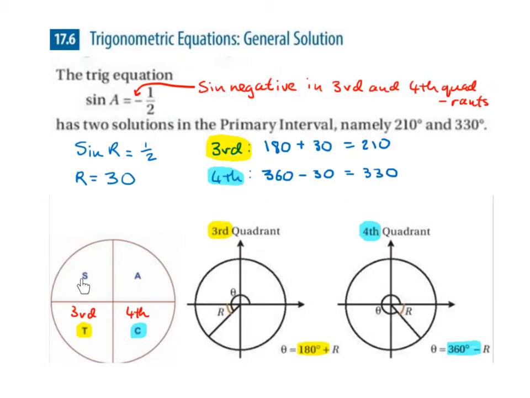So we need to learn off by heart CAST, C-A-S-T. This tells us that in the first quadrant, all are positive. In the second quadrant, only sine is positive. In the third quadrant, only tan is positive. And in the fourth quadrant, only cosine is positive.